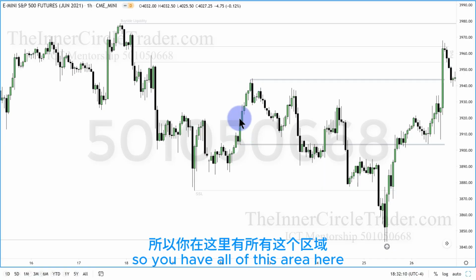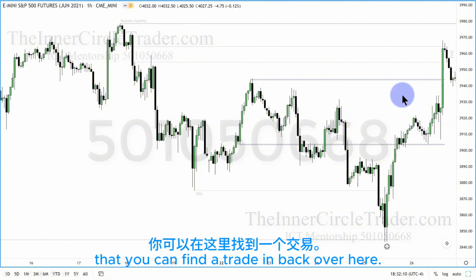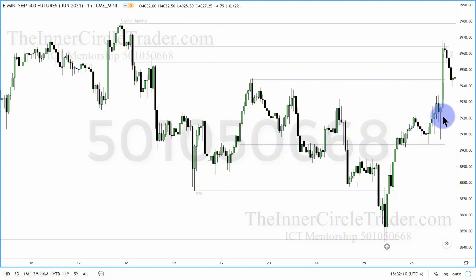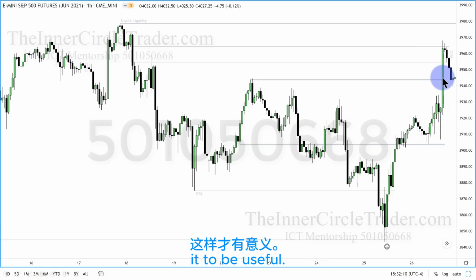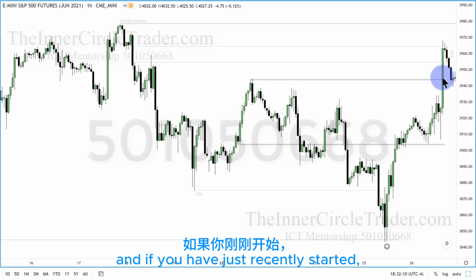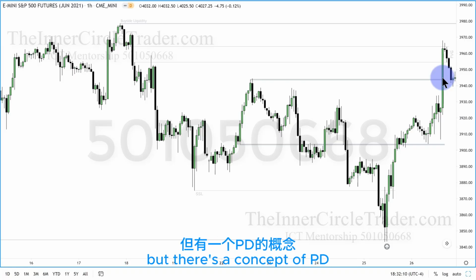Okay, so you have all of this area here that you can find a trade in back over here. You don't need it to trade out of the breaker and then come back down in for it to be useful.